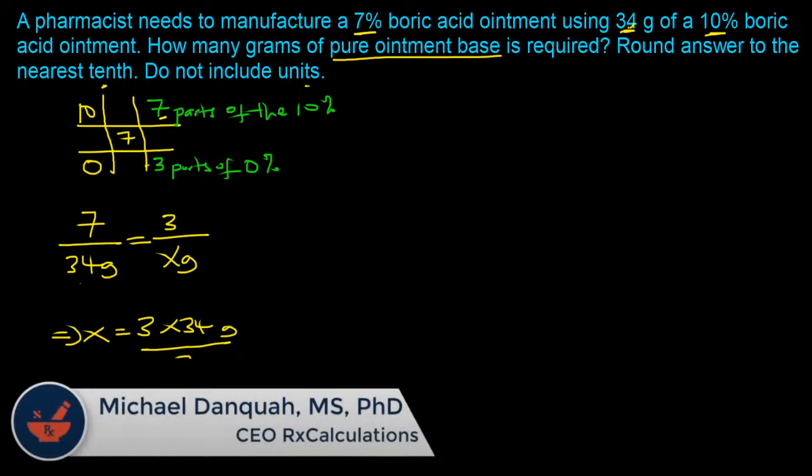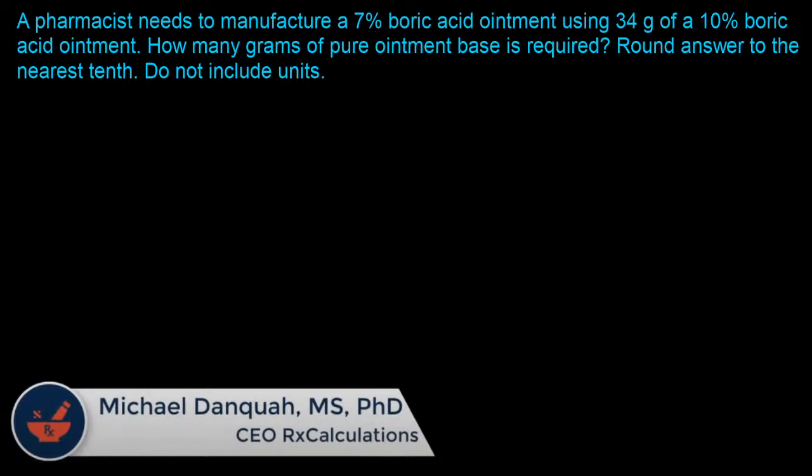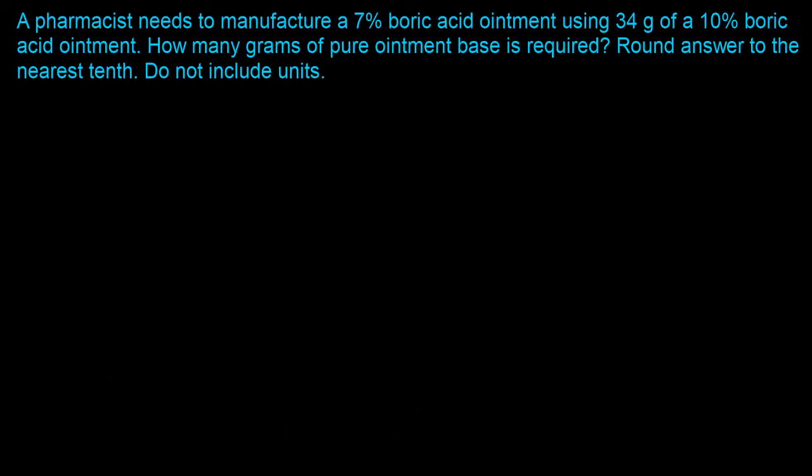Let's see what it will look like if you were using the algebraic approach. So here the question says, a pharmacist needs to manufacture a 7% boric acid ointment using 34 grams of a 10% boric acid ointment. How many grams of pure ointment base is required? Round to the nearest tenth, do not include units. So the same question, but we're going to solve it using the algebraic approach.